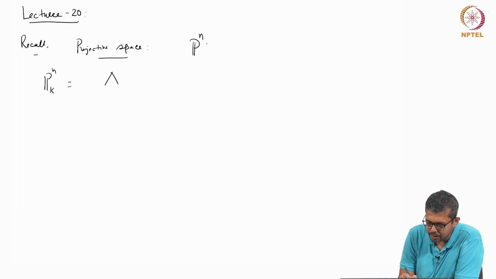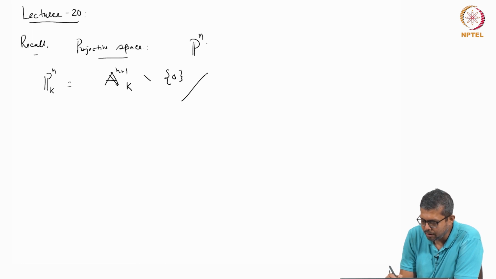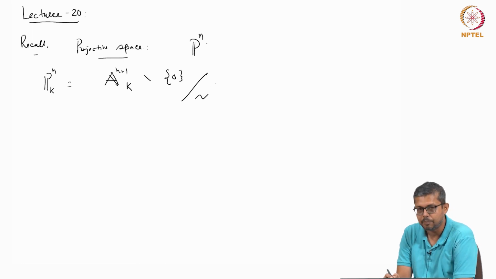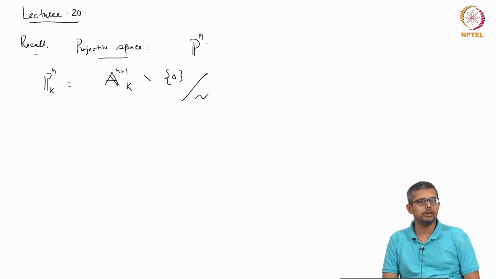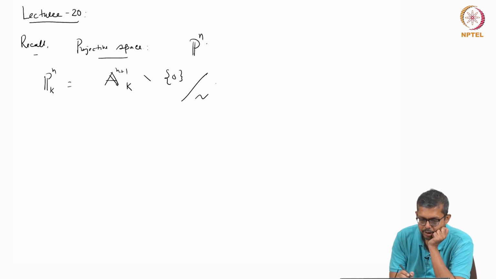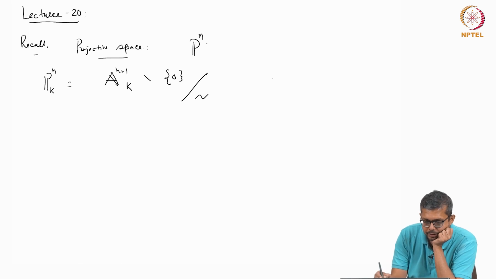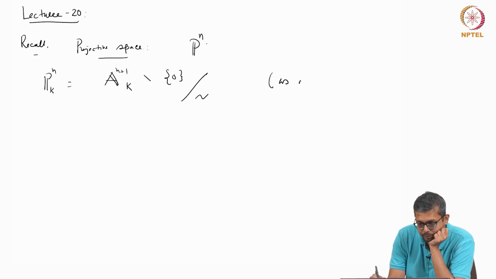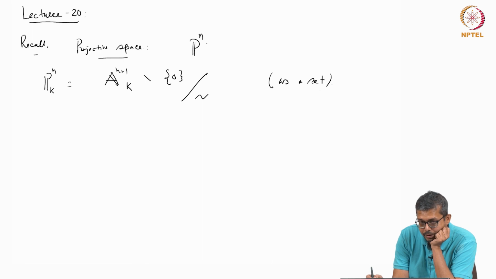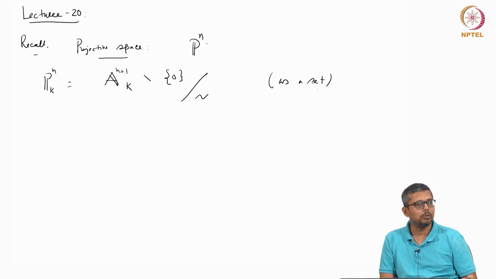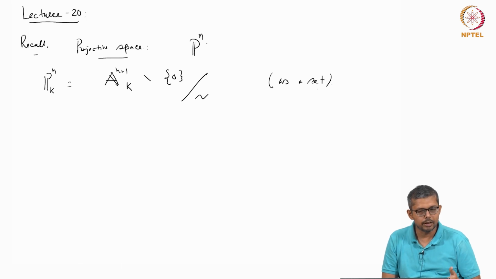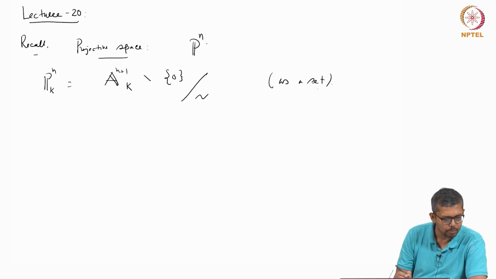So you take the affine space, take the 0 point out, and then you have this equivalence relation that any 2 points on the line passing through the origin are the same, right? As I said, this is as a set, but as you know, just a set is not a good enough object. You need to define a topology. All algebraic varieties have a topology.